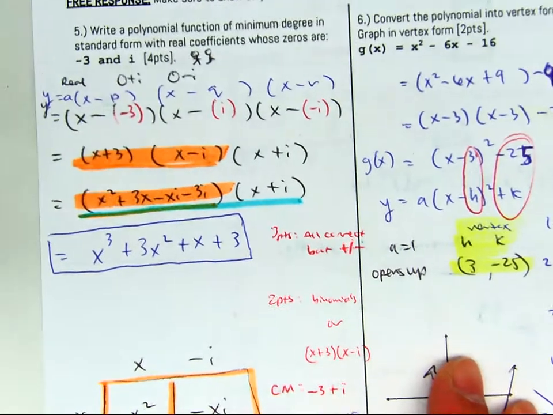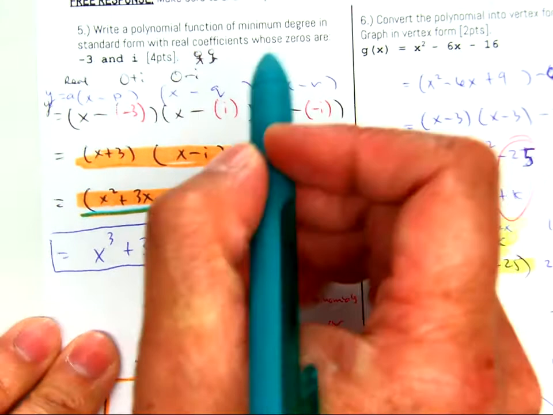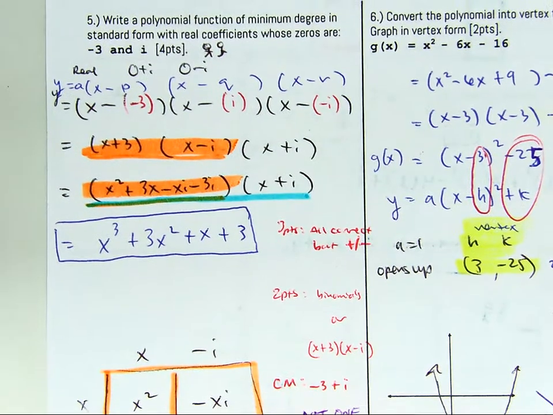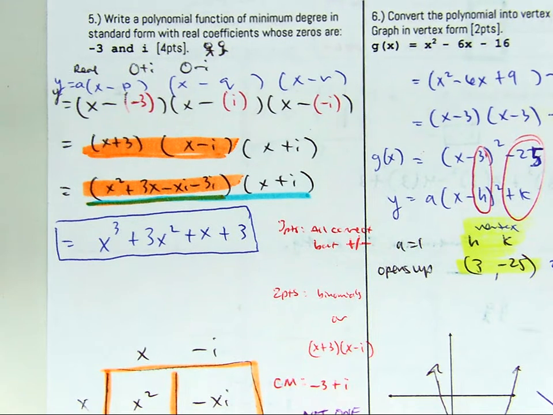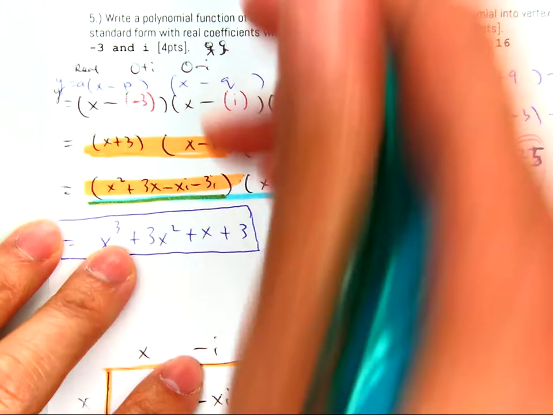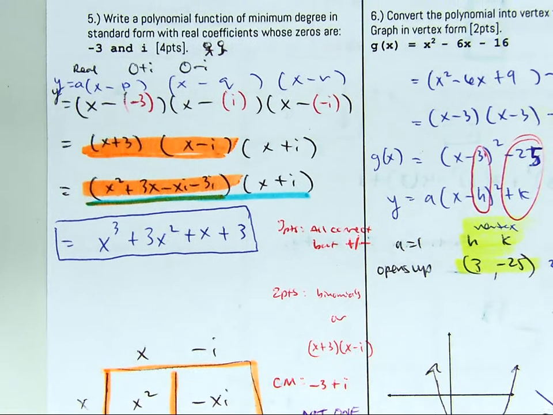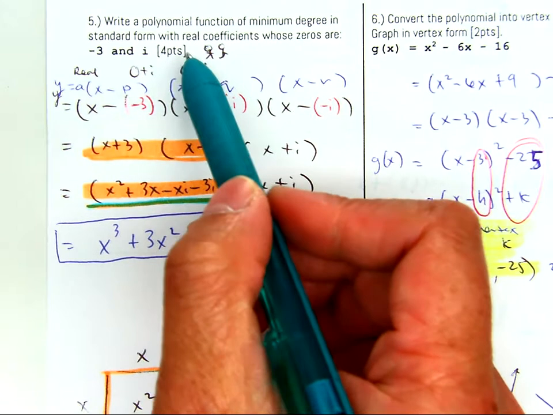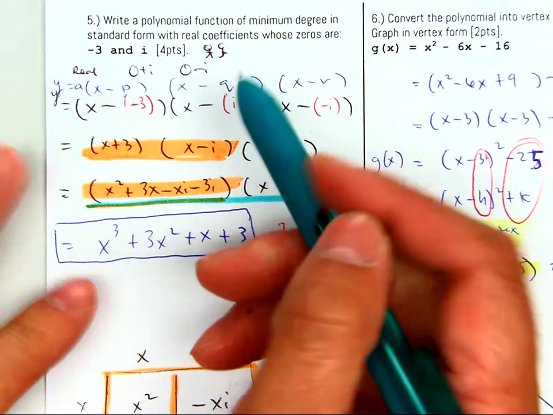Number 5, write a polynomial function of minimum degree in standard form with real coefficients whose zeros are negative 3 and i. So hopefully that was clear. That's not a 1. That's an i. Okay. I believe I just cut and pasted that from last year's test, and I gave you guys last year's test. So you actually had all the solutions.